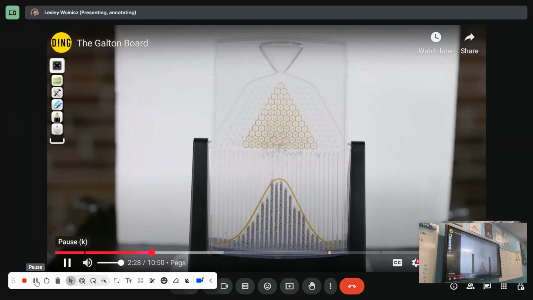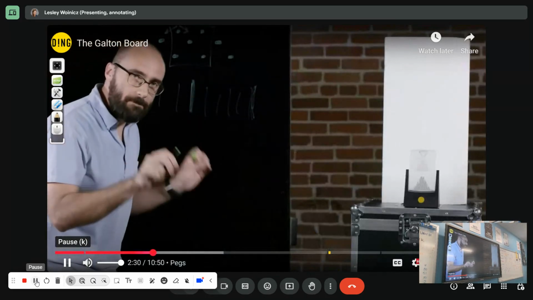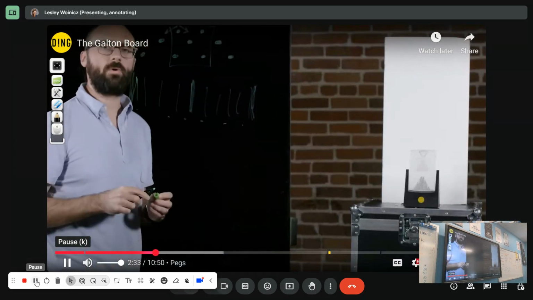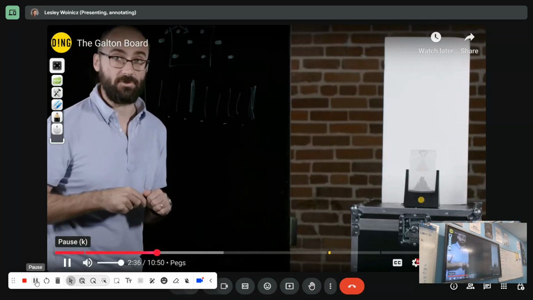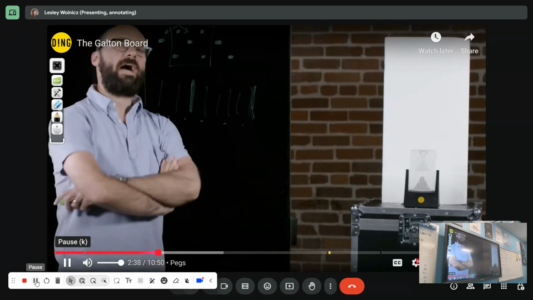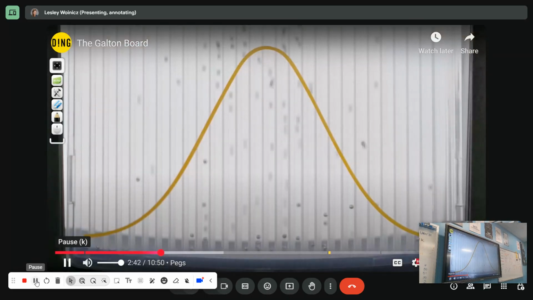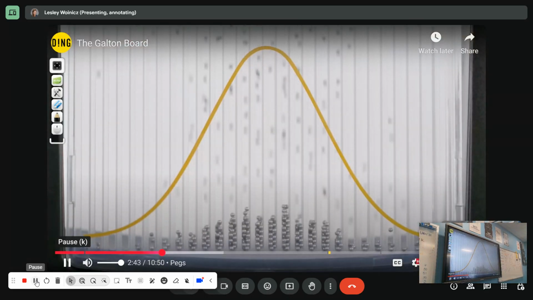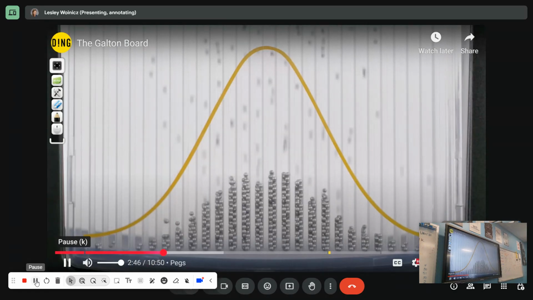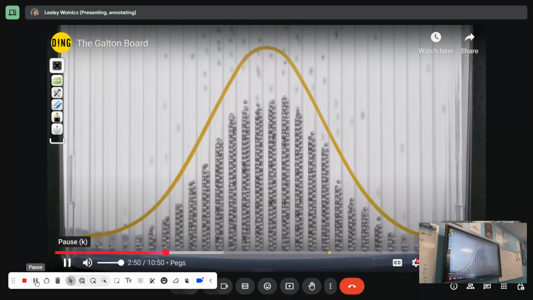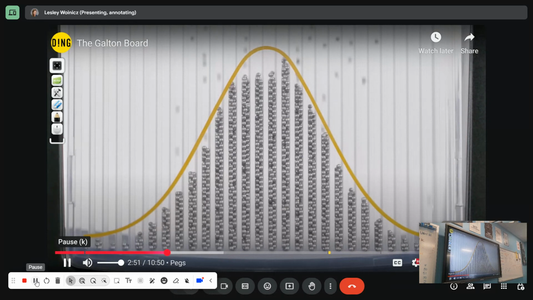Now, the actual probability that an individual ball will fall into any one of these slots follows what is called a binomial distribution. But there's a nice thing in mathematics called the central limit theorem, which tells us that under a large number of trials with a large number of objects, like 3,000 balls, a binomial distribution approximates a normal distribution, which is what you see drawn here on the board.